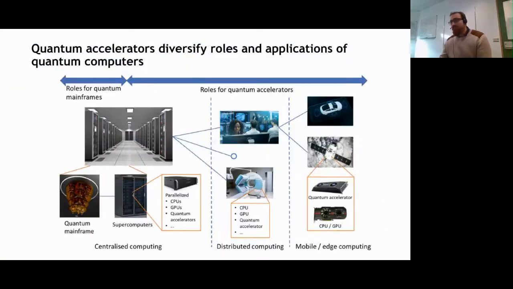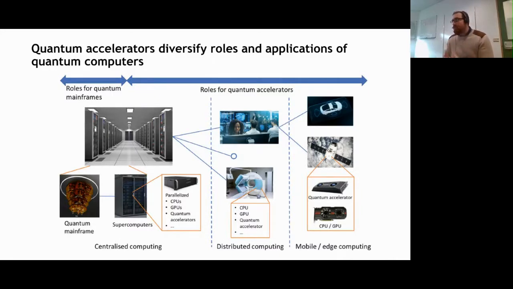So the vision we are bringing is that quantum mainframes still have a significant role, which is that side of this plot you see, the left side, working with supercomputers in a specific application. And these supercomputers can host all kinds of computers. So there could be CPUs, GPUs, and quantum accelerators inside. But if you move to the right, you can see a main role for the quantum accelerators.